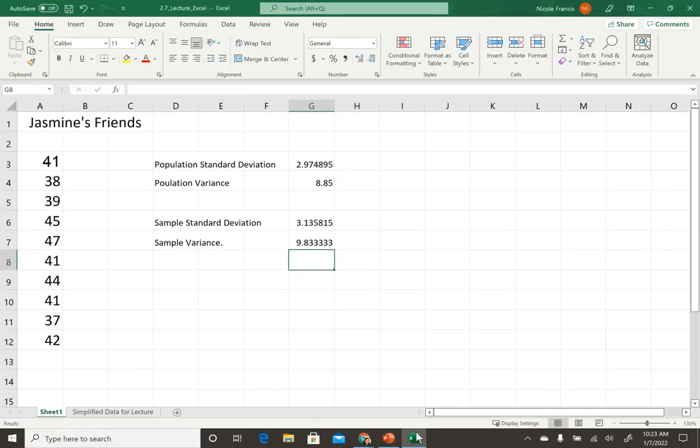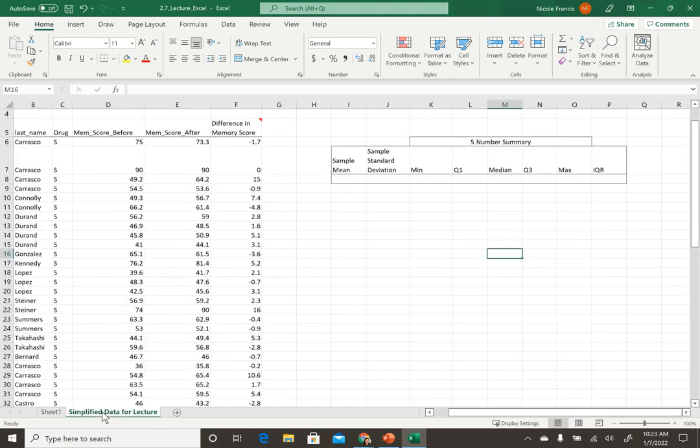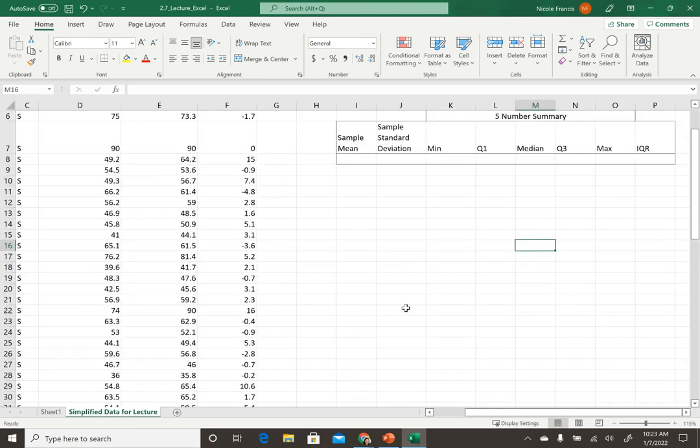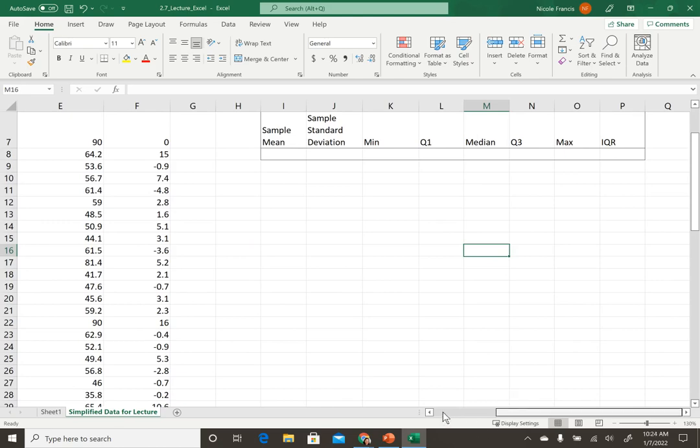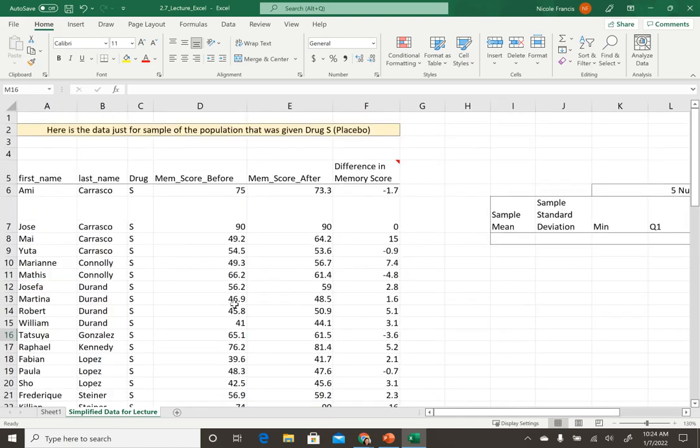So let's go back to our Excel file. It's already in there. It's called Simplified Data for Lecture. And let's make this a little bit bigger. So this data is based on a sample or an experiment that I got off a website. I think the website's called Zazzle or something like that. What this experiment did was it gave people a drug or a placebo, and before giving the drug, they were given a memory score, and after the drug, they were given a memory score, and it computed the difference in those scores to see if the drug had an effect on their memory ability.